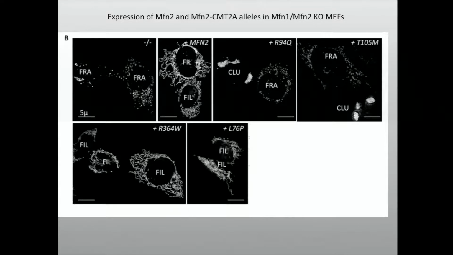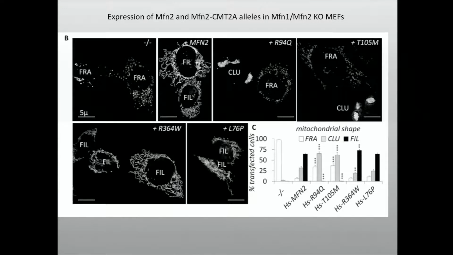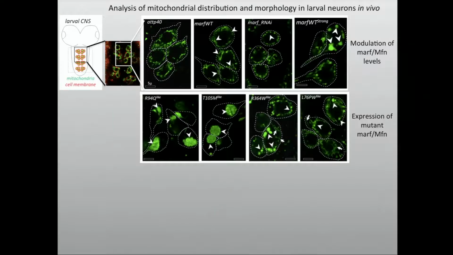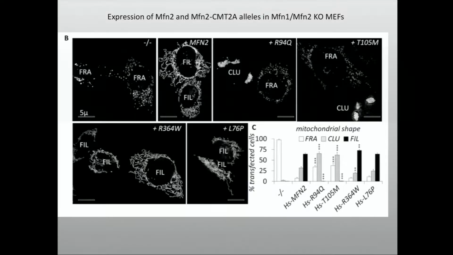And these are the four different mutants. So what you see is a big clustering of R94 and T105. Okay, they cluster their mitochondria. They lose this normal morphology. And in the case of these two mutations, we start to see what we also see with an excess of mitofuscin, okay, these globules.